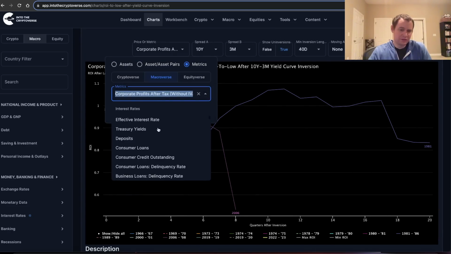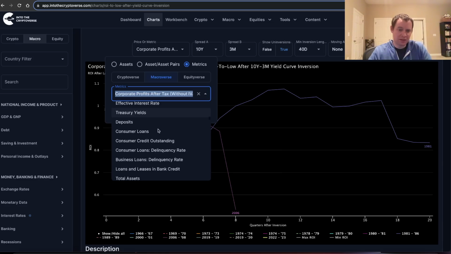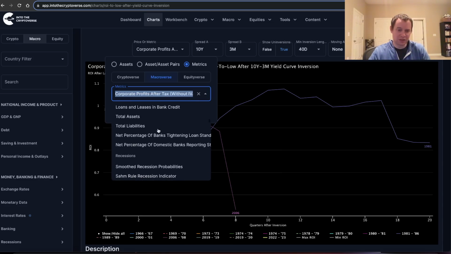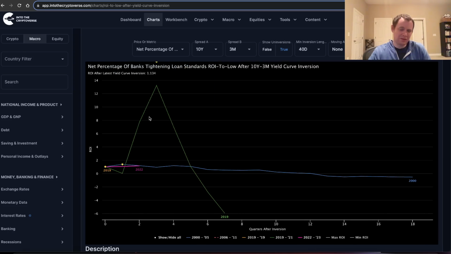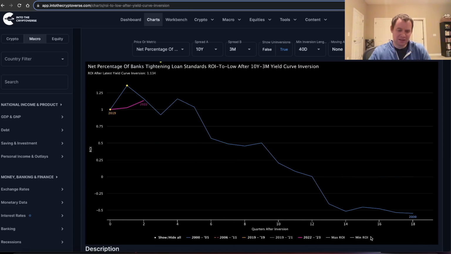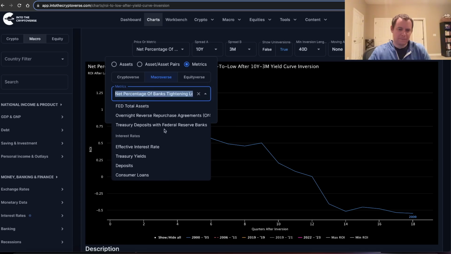Let's take a look at a few others. I'm just sort of doing this randomly. I don't have an agenda here. I'm just sort of clicking on random ones. Net percentage of banks tightening. We don't have as much history for this one. You can see we don't have as much history to look at, but that's what it looks like so far, right? It's gone slightly up. Let's look at another.